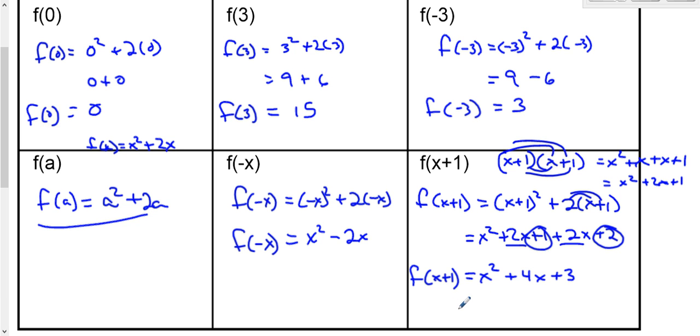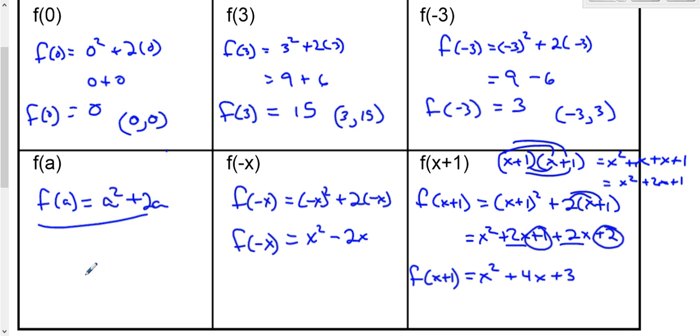And as an ordered pair, that would be, let me go through all of these as ordered pairs. So here, our ordered pair, we plugged in 0 for x, and our outcome was 0. So our ordered pair is 0, 0. For f of 3, we plugged in 3 for x, and our answer was 15. So the ordered pair is 3, 15. F of negative 3, we plugged in negative 3 for x, and our answer was 3 for the y. So we end up with negative 3, positive 3.